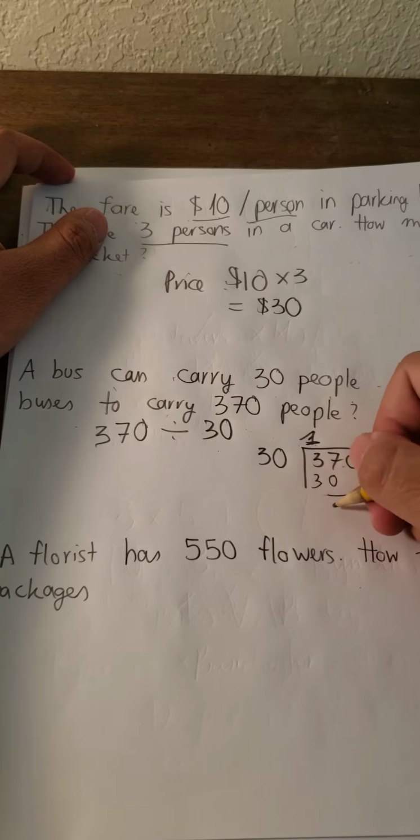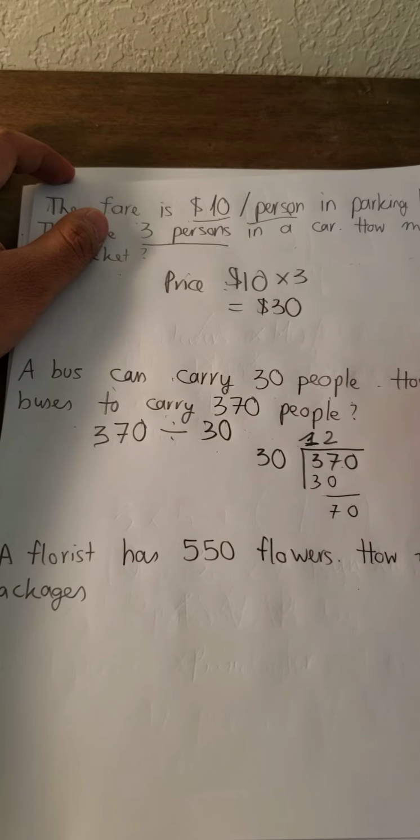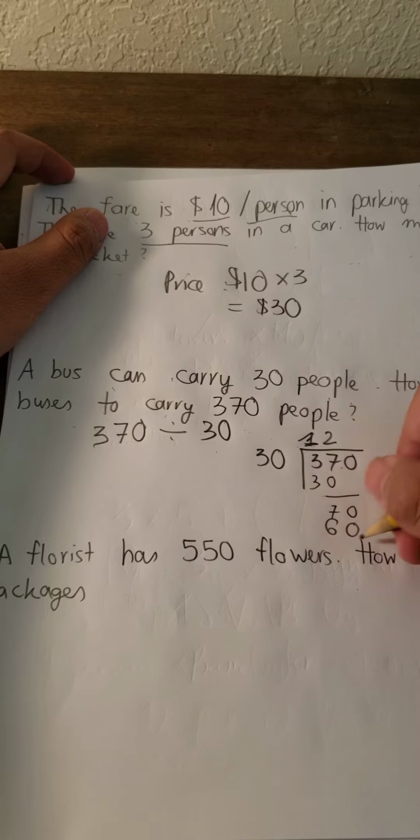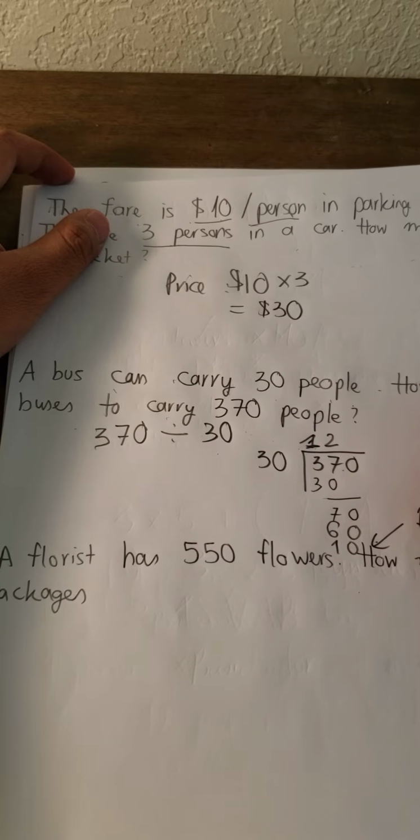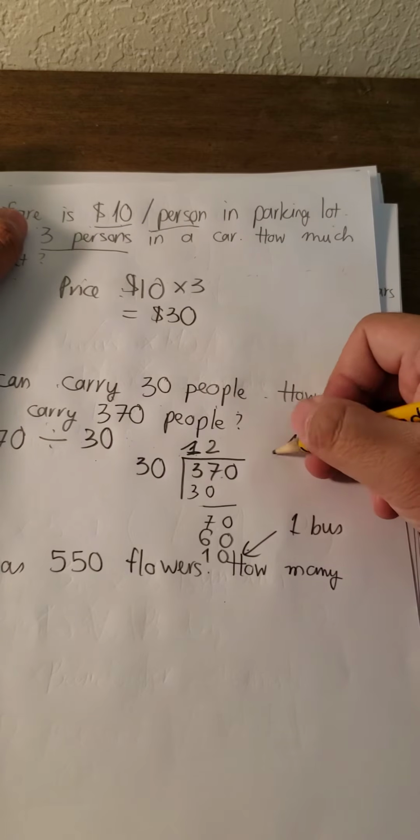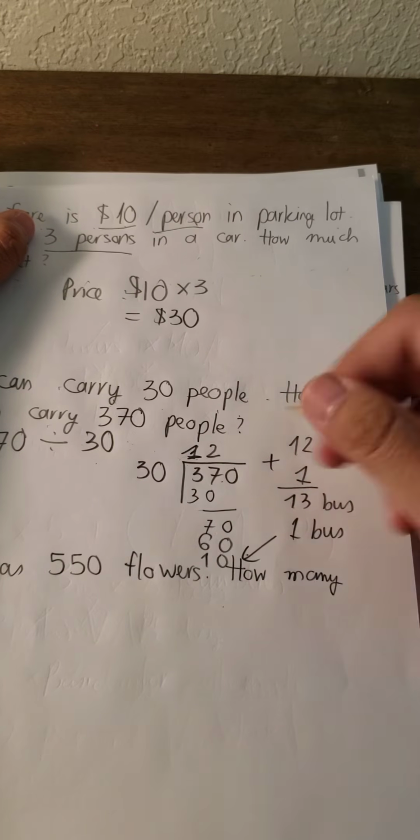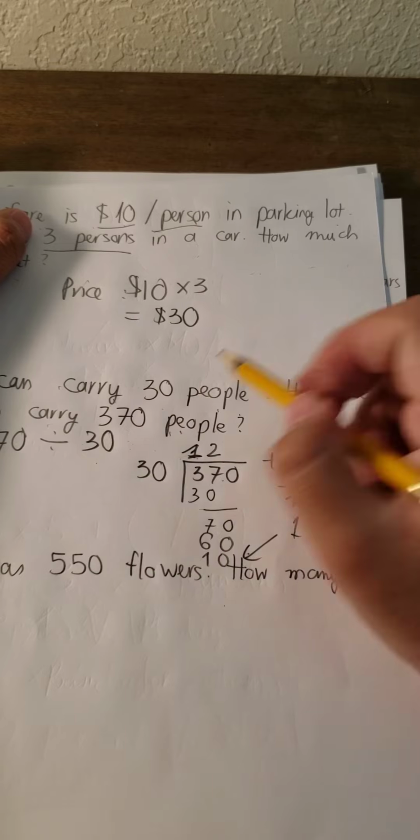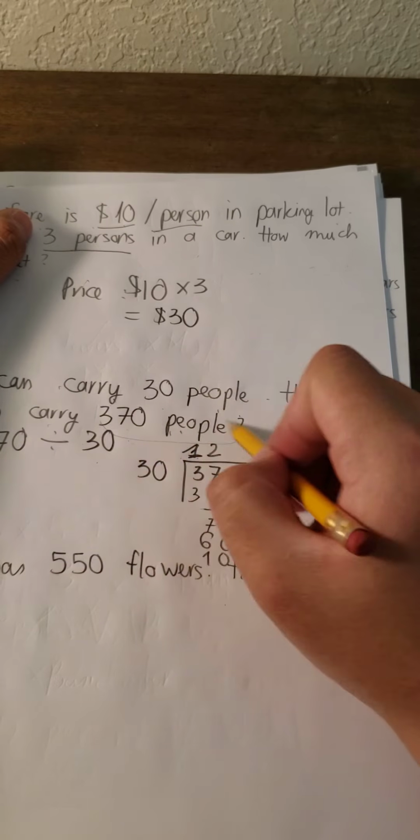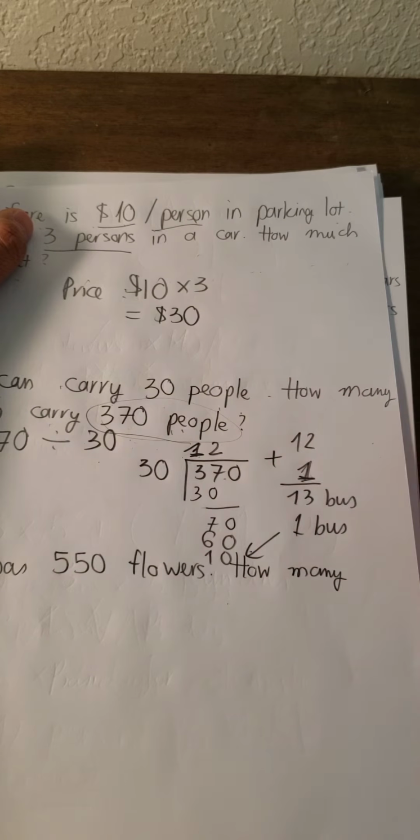So we have 70 left, and then we have 2, and we have 60 in here, so we have 10. However, we need one bus for those 10 people, so we have 12 plus 1 to get 13 buses. Be careful with tests like that, where they ask how many buses to carry all of them. So we need to add 1 bus so that we can carry all the people in here.